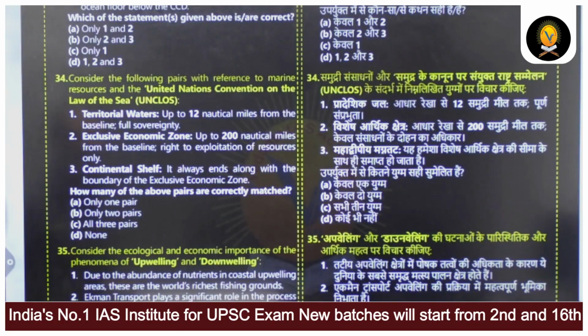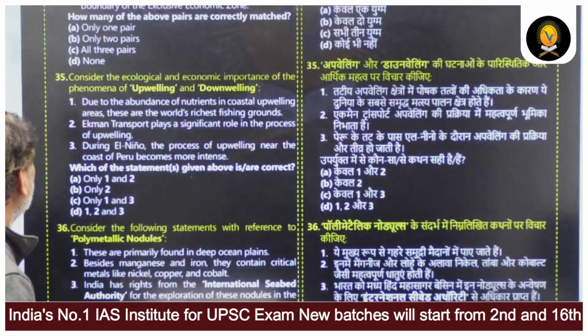Consider the following with reference to marine resources and the United Nations Convention on the Law of the Sea. Territorial water is up to 12 nautical miles, correct. The exclusive economic zone is 200 nautical miles from the baseline, yes. The continental shelf always ends along with the boundary of the exclusive economic zone. No, it is not correct. So 1 and 2 are correct, because in Russia, for example, the continental shelf is far bigger than the exclusive economic zone.